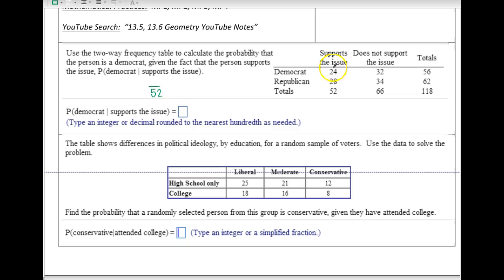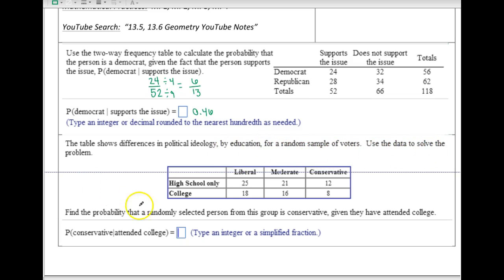Now, within this, how many of them are Democrat? 24. So, the probability of selecting a Democrat from the people who support the issue is 24 out of 52. Now I can divide this by 4. I'm going to get 6 out of 13. And they want a decimal rounded to the nearest hundredth, so this is going to be 0.46.